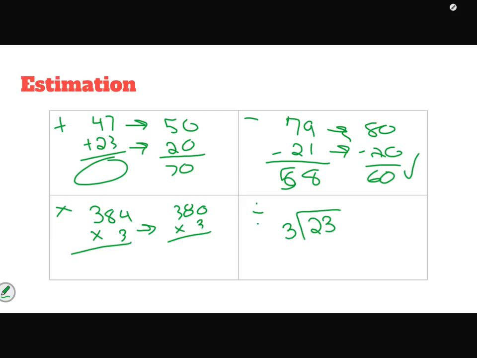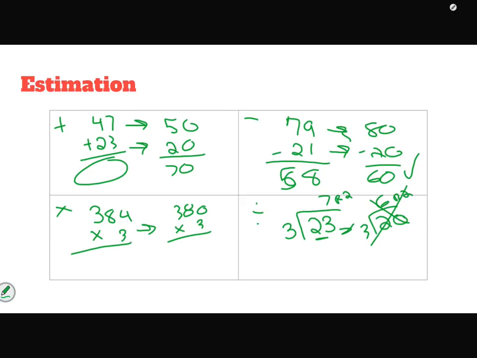And I actually solve it, and I know that 3 times 7 gets me really close. That's 21, and I would have 2 left over, and I get 7 remainder 2. I'm not going to round 23 to 20 divided by 3 because 20 divided by 3 doesn't actually work out. I end up with another remainder, and that's a harder problem to estimate. If I did 20 divided by 3, I would get 6 remainder 2. And again, this is not an easier problem to do.